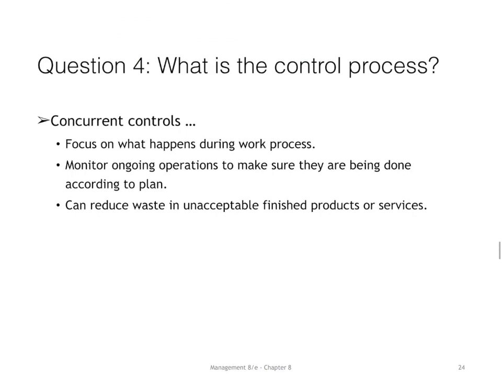Okay, we continue to the second configuration in control: the concurrent control. What about concurrent control? It is during the work process. Concurrent means during the work process, while feed forward means before the process begins. We have to monitor ongoing operations and make sure they are being done according to plan.